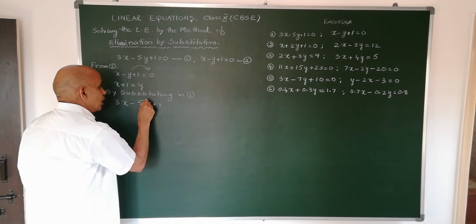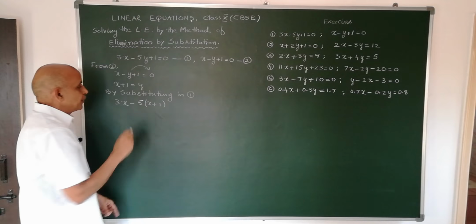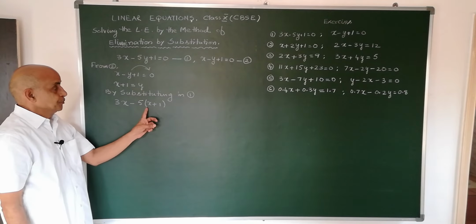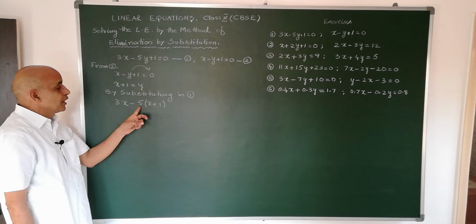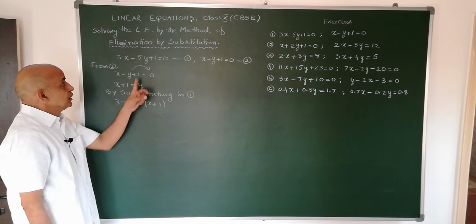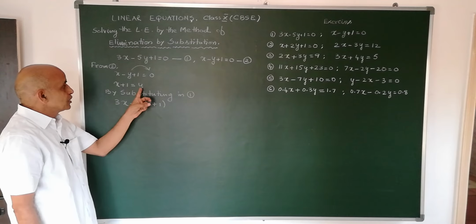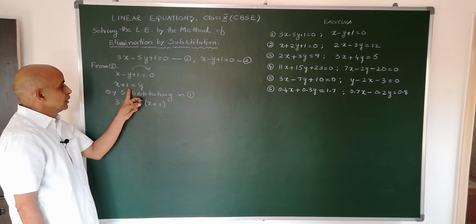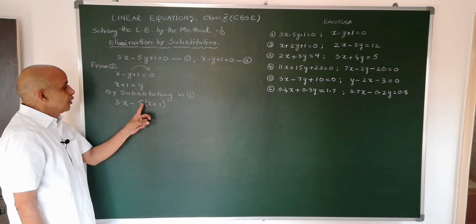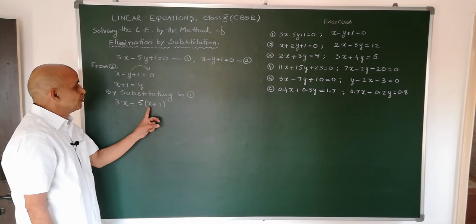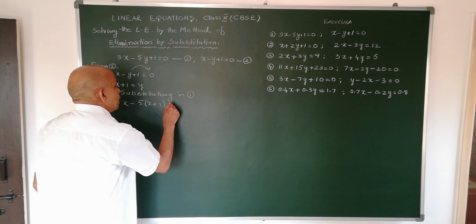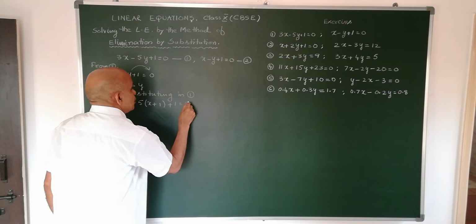Because there are two terms, it is appropriate to put the bracket. So this 5 is multiplying both the terms. It is 5y. In place of y, I am writing x plus 1. So that means this 5 is for both x and 1. So we have to put the bracket. Plus 1 is equal to 0.